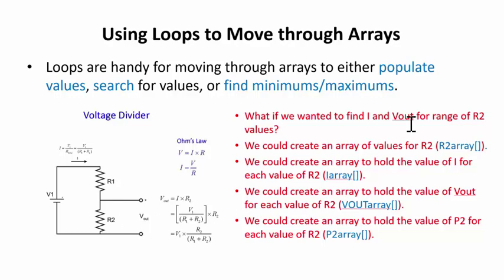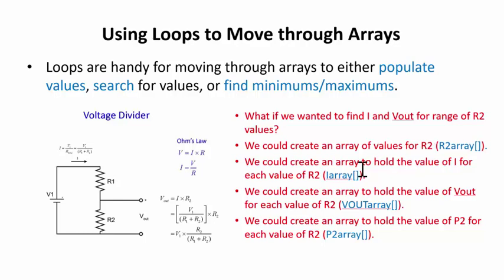We're going to create an array, and we're going to call it R2 array, and it's going to hold a range of values for R2. And what we'll do is we'll set V1 to equal like 9 volts, we'll set R1 to be 50, and then we'll have R2 sweep from 25 to 75, and we'll be able to adjust how many step sizes are within that range. What we'll do is we'll also have an array called iArray for the current, and it will be the exact same size as R2.